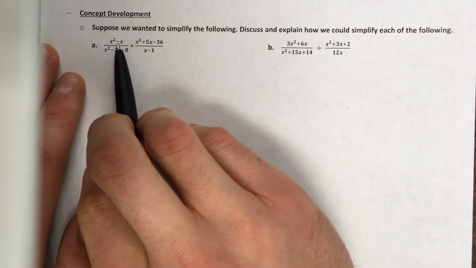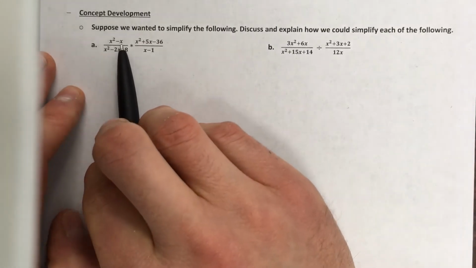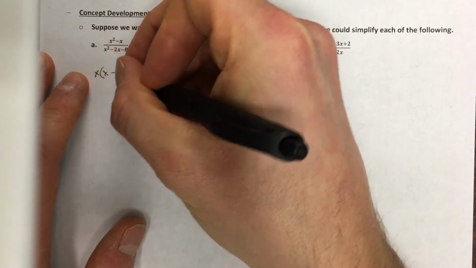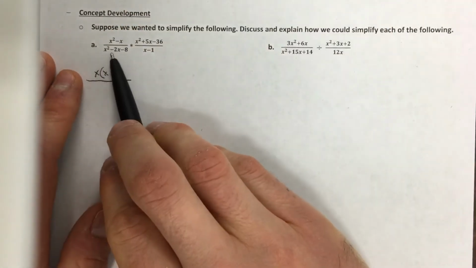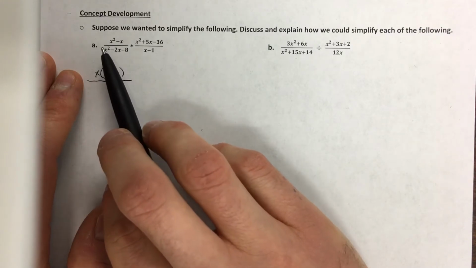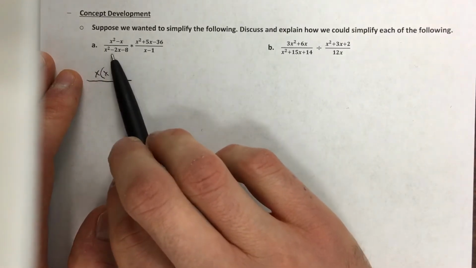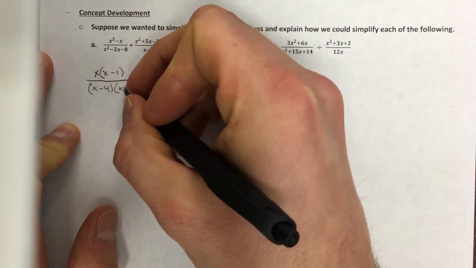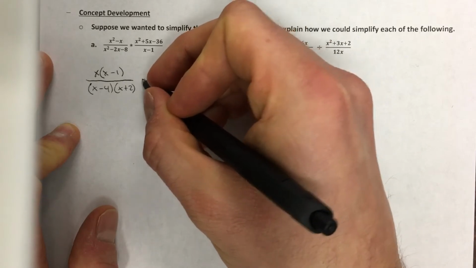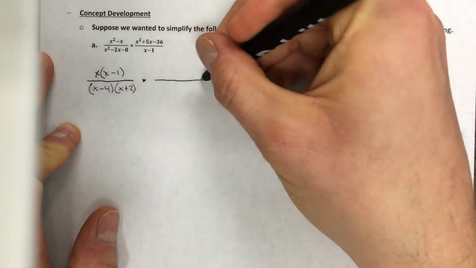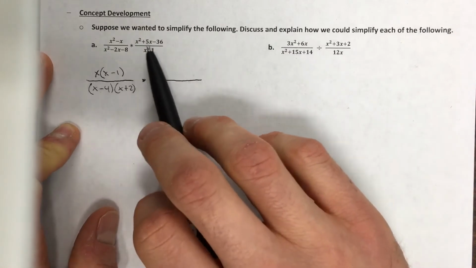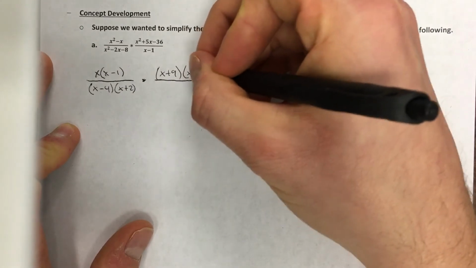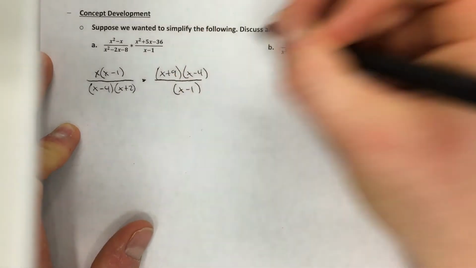So if we look here in this numerator, x squared minus x, this can factor. They both have an x in common. So if I factor out an x here, I'll be left with x minus 1. If I look in this denominator, I have a quadratic. Think of two numbers that multiply to give us -8, that add to give us -2. Those two numbers being -4 and +2. Another quadratic, two numbers that multiply to give us -36 that add to 5. Those would be +9 and -4. And I'm going to put x minus 1 down here in parentheses.